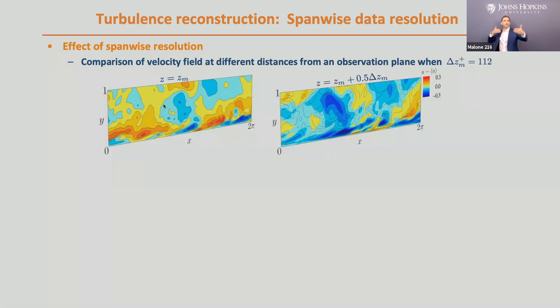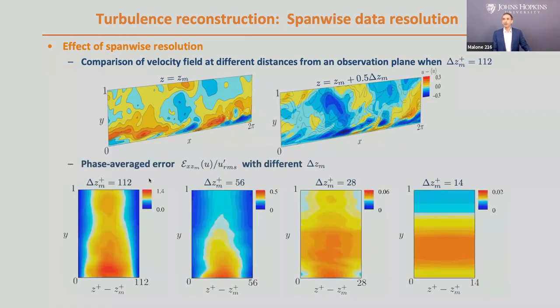But if I move away from the measurement plane in the span, you can see now the lines and the colors are not aligned. That means my prediction of the flow away from measurement stations is not as good, because the lines and the colors don't match, meaning my prediction and the true flow are different. I can compute the errors as a function of spanwise spacing, and we have done this exercise. So we systematically change the distance between spanwise measurement stations and see how the error depends on distance from the measurement station. So here, delta Z plus between measurement stations is 100 units. And we have very low errors at the two measurement stations. And in between them, the error increases as I move away from the measurement station.